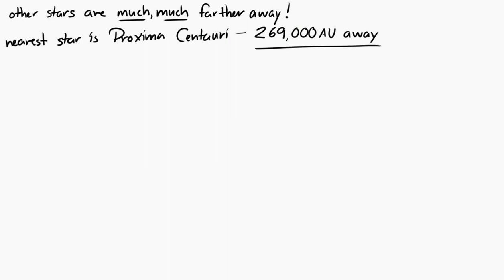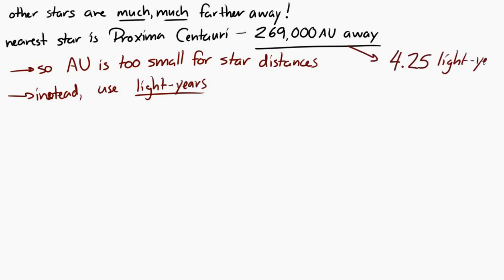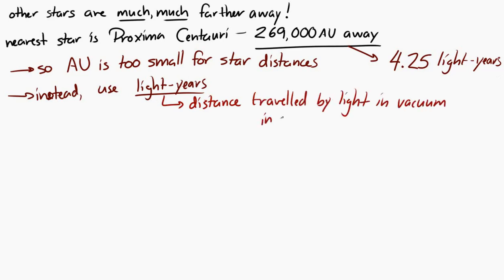So, when we move beyond the solar system and talk about stars, the AU is also not big enough. It becomes cumbersome. So they start talking about things called light years. Proxima Centauri is 4.25 light years away. A light year is the distance traveled by light in vacuum in 1 year. 1 light year is 9.46 times 10 to the 15 meters. That's also in your data booklet.